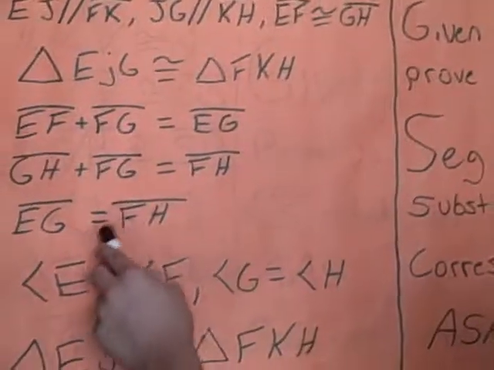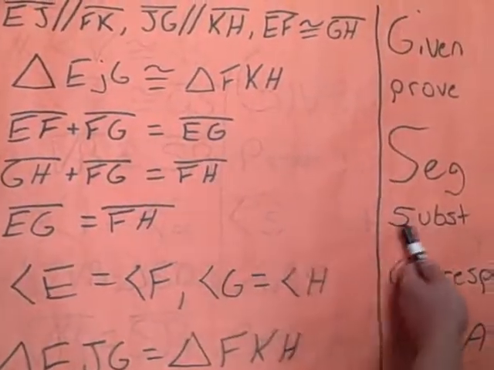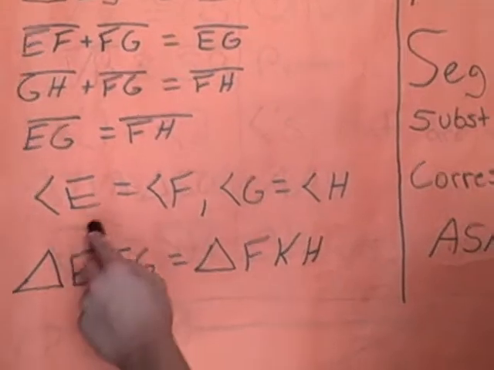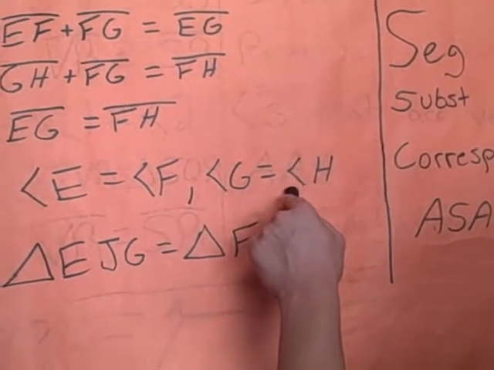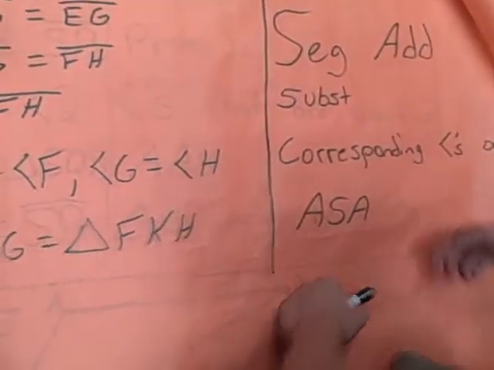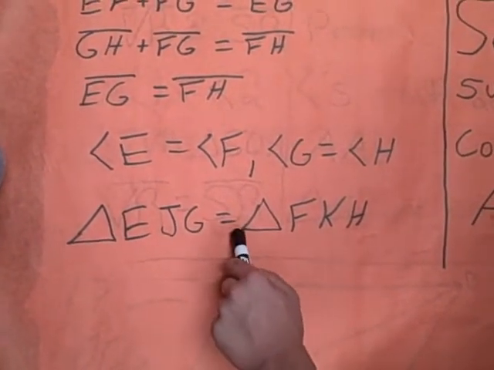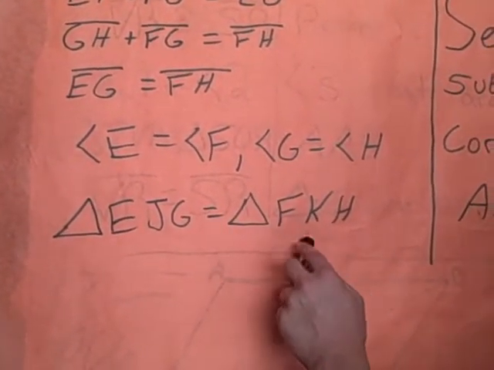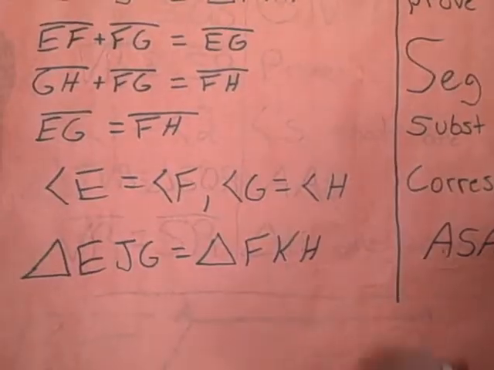And then EG is equal to FH. As you can see here, substitution. Angle E is equal to angle F, and angle G is equal to angle H. Corresponding angles are equal. And then finally, triangle EJG is congruent to triangle FKH through angle, side, angle.